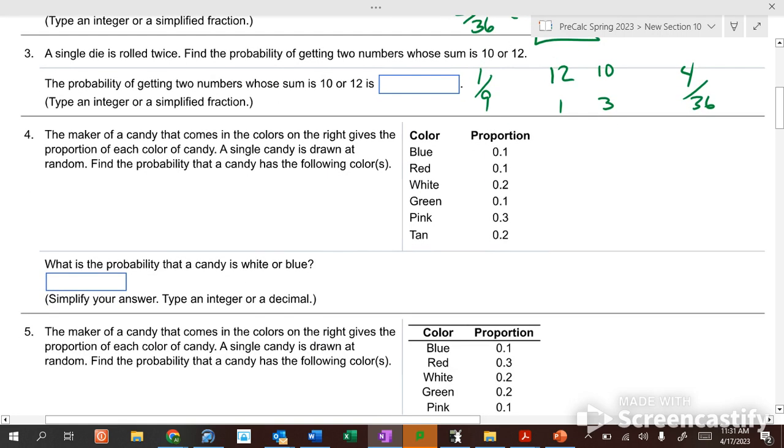Okay. The maker of candy that comes in colors on the right gives a proportion of each color candy. A single candy is drawn at random. Find the probability that the candy will have the following color. Okay? So 10% are blue, 10% are red, 20% are white, 10% are green, 30% are pink, and 20% are tan. What's the probability that it is white or blue? When it's an or statement, you add them. So white is 2 out of 10 chance, and blue is 1 out of 10 chance. So it's a 3 out of 10 chance, or 0.3, right?